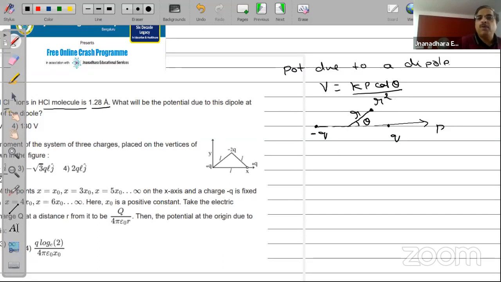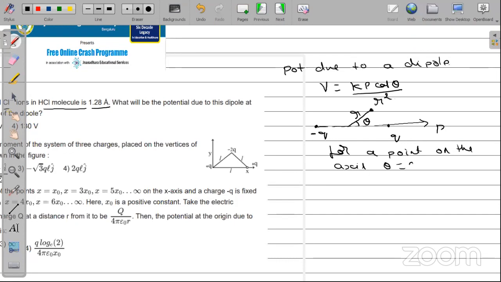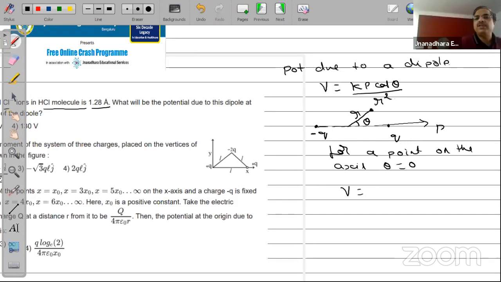Now, for a point on the axis, theta must be equal to 0. So the potential will be therefore equal to Kp by r square.